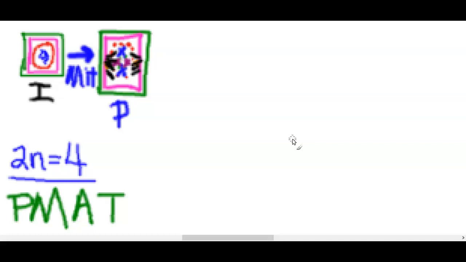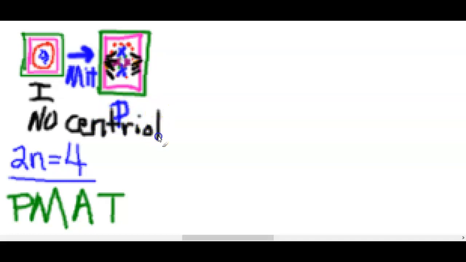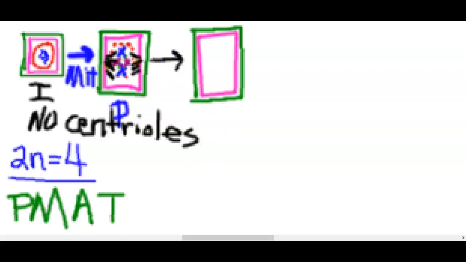Okay, centrosome. Their centrosome has no centrioles. So let me write that down. No centrioles. Alright, and then we're going to continue on. This is prophase. Now we're going to have metaphase. Okay, so here's our M for metaphase. And it's going to be very, very similar to the animal cell.